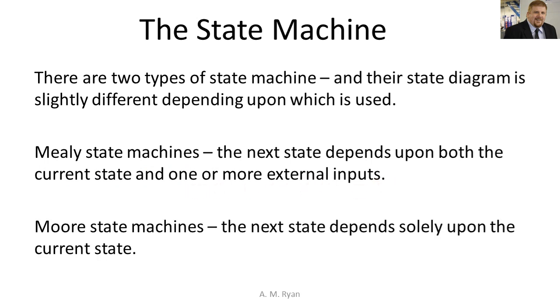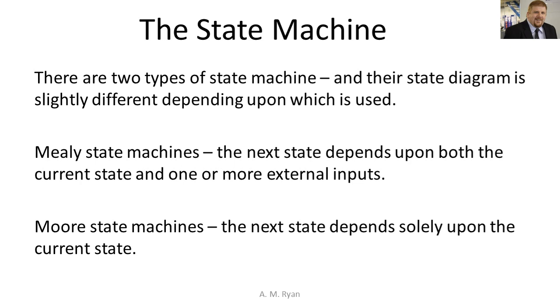A Moore machine, M-O-O-R-E, the next state is solely dependent upon what state we're currently in. So the Moore machine is most commonly used as counters and timers, where we want to count up a certain number, and it's just the input state that will determine what we count to.